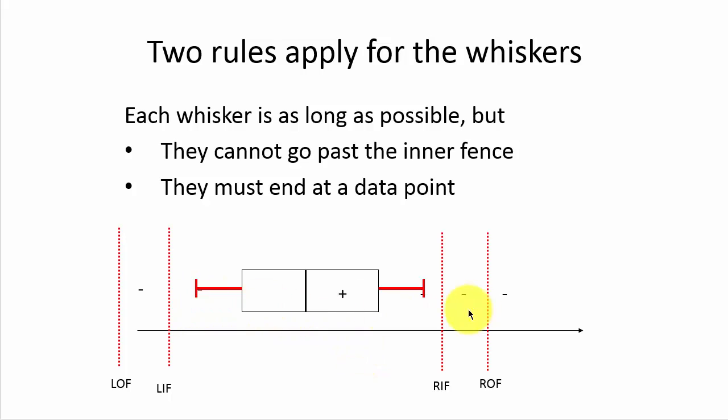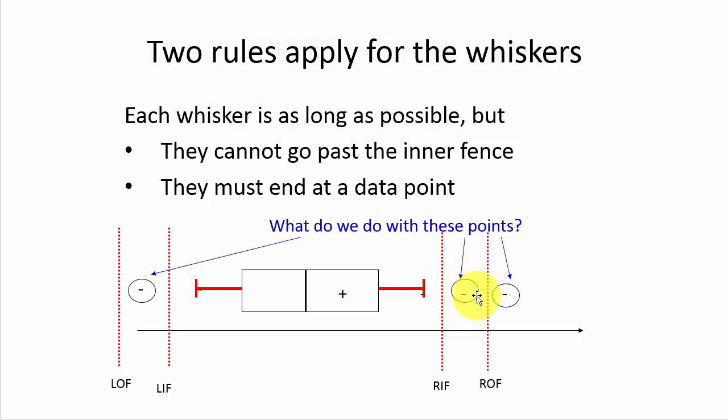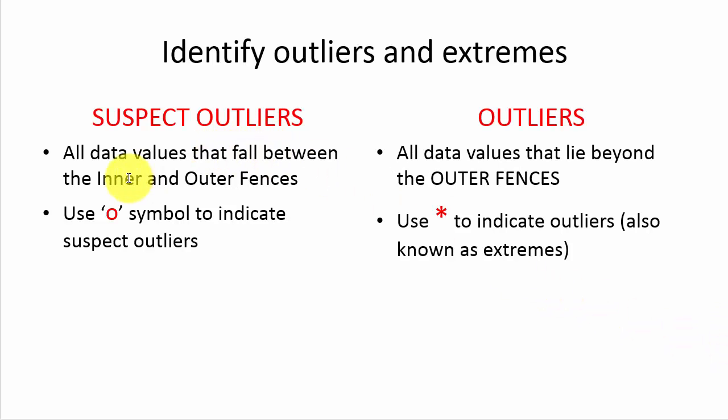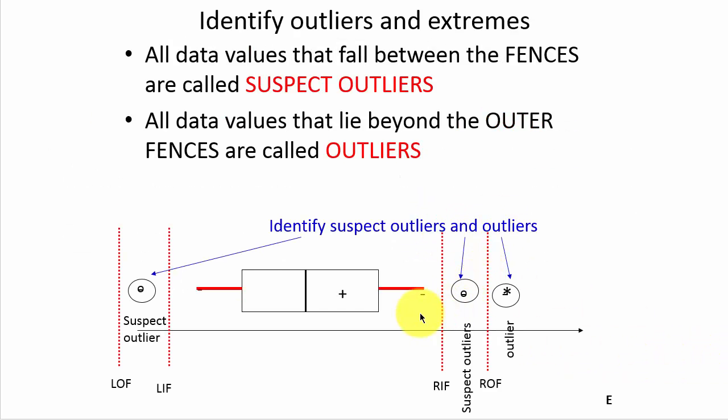Now, once you have the whiskers, the other question arises about what to do with the points that lie beyond the fences, or the inner fences. So basically you have to identify outliers and suspect outliers. Suspect outliers are the values that fall between the inner and outer fences, and we usually denote them by a circle. And the real outliers are beyond the outer fences, and we use an asterisk to represent them. So going back to the same image, for the values that are beyond the inner fences but within the outer fence, you put a circle there, and an asterisk to represent the outlier.